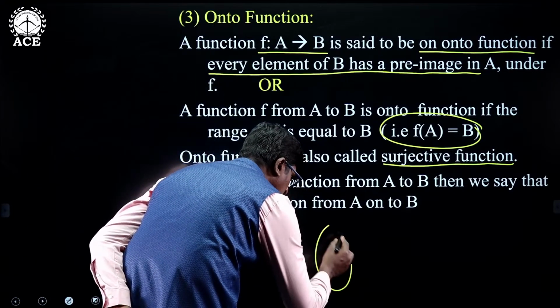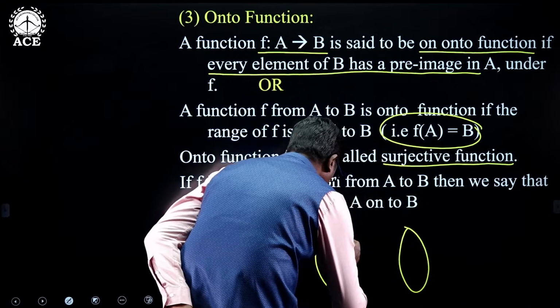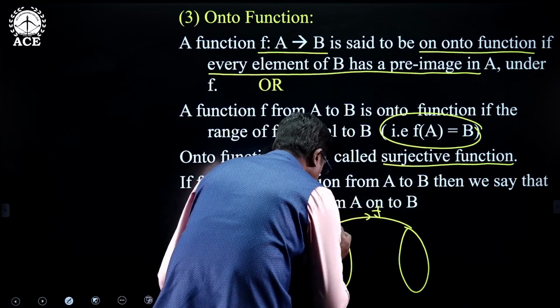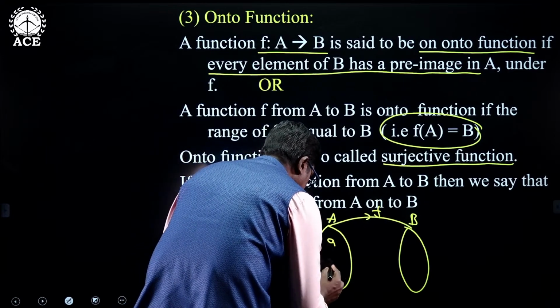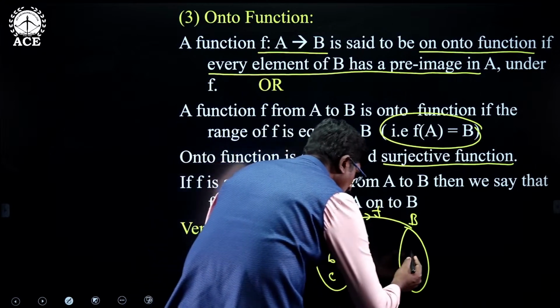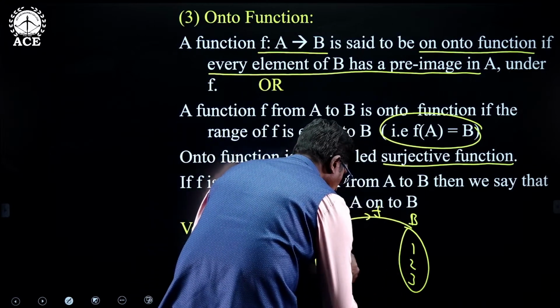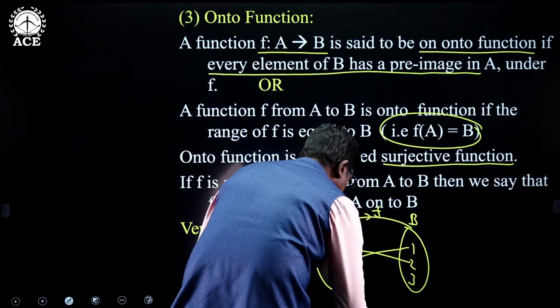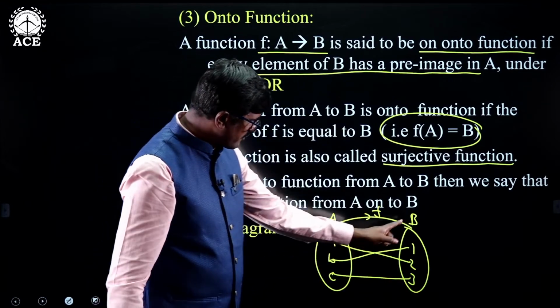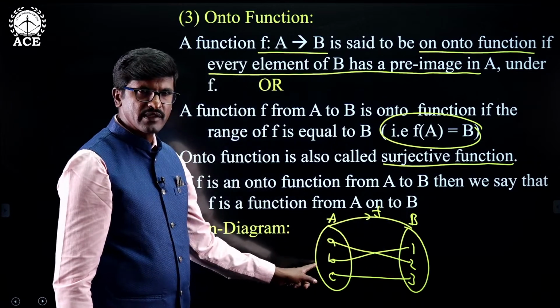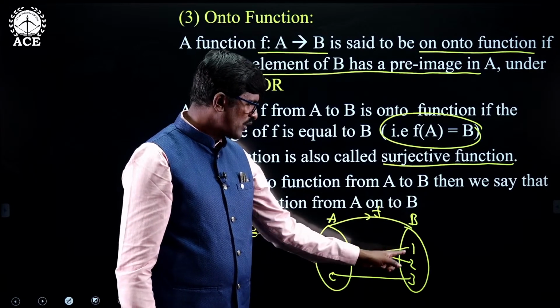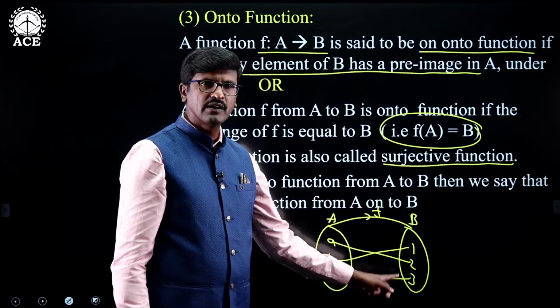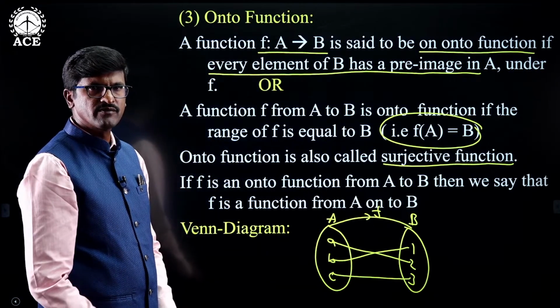And this is the Venn diagram for the onto function. This is f, this is set A, and this is set B, some elements a, b, c, then 1, 2, 3. So a is mapped to 2, b is mapped to 1, c is mapped to 3. Now look at this. For every element in set B, there is a pre-image. So what is the range of this function? 1, 2, 3. What is codomain? 1, 2, 3. Range and codomain are same for the onto function. This is about the onto function.